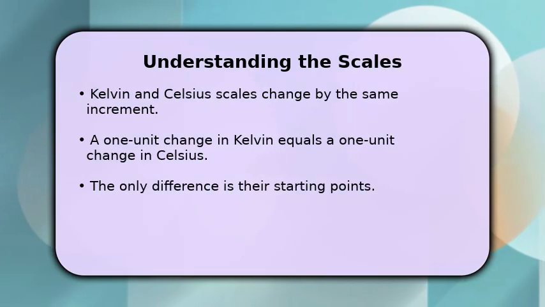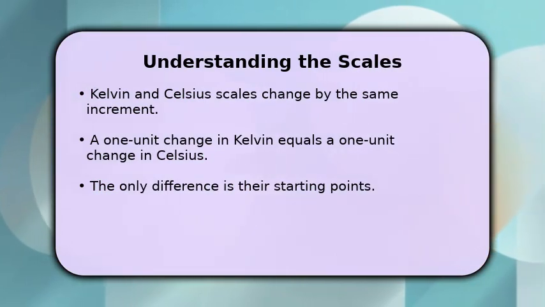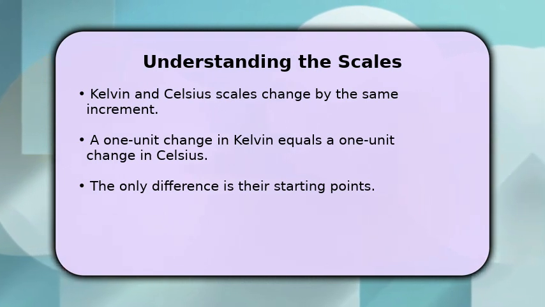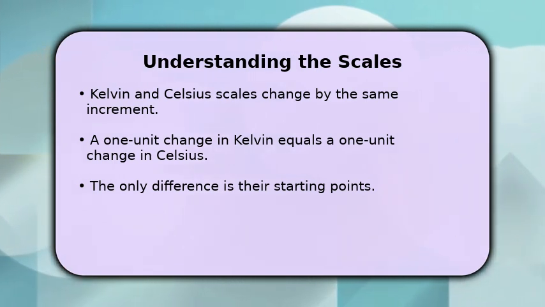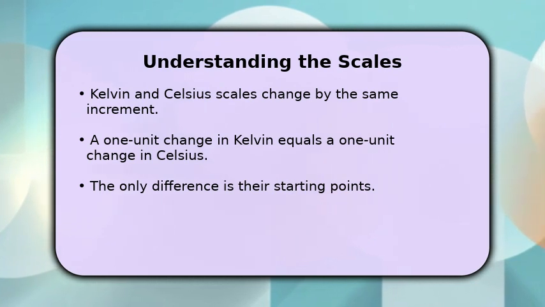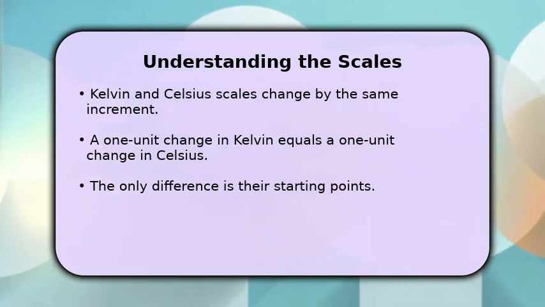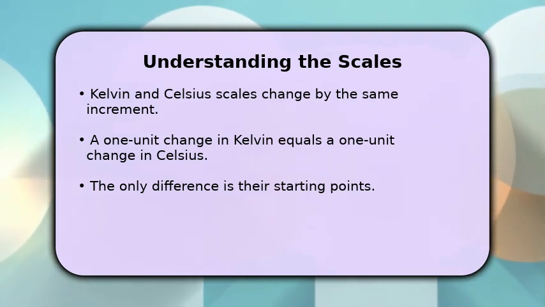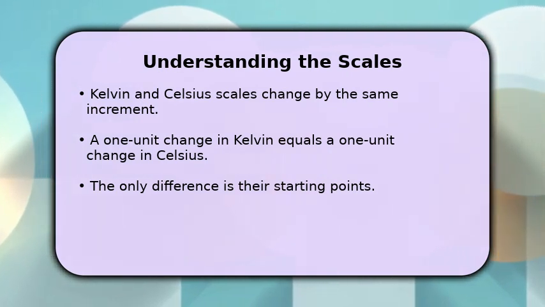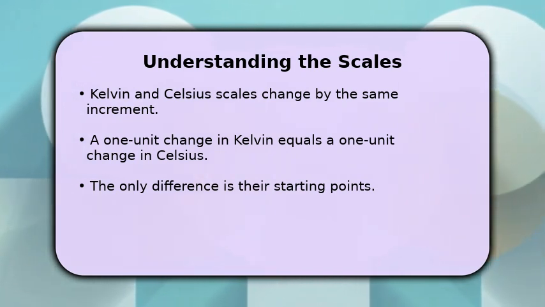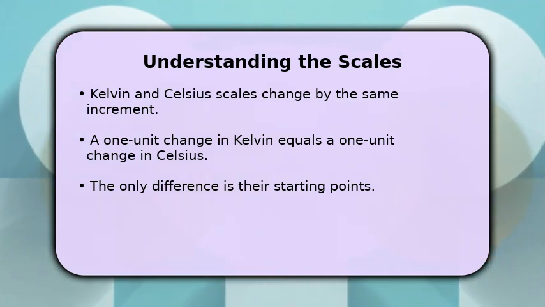The reason this conversion is so straightforward lies in how the Kelvin and Celsius scales are constructed. Both scales use the same size for their degree increments. This means that a change of 1 Kelvin is exactly equal to a change of 1 degree Celsius. The only difference between them is their 0 points. By accounting for this offset of 273.15, you directly translate a temperature from one scale to the other, making it the only method needed for accurate conversion.